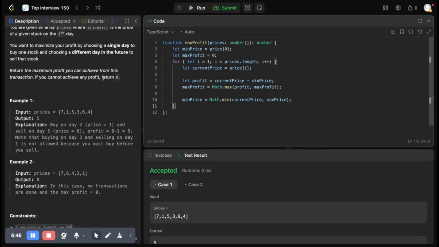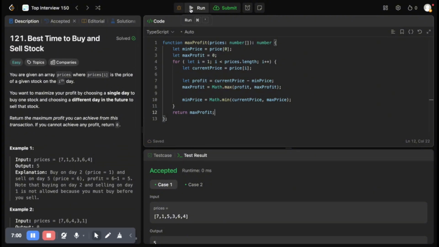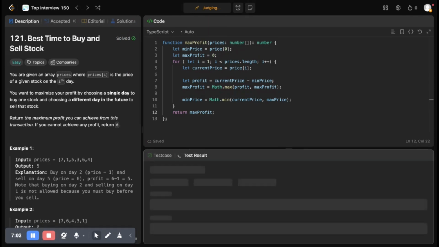The question asks us to return the maximum profit we can make. So we return max profit. This is one of the most efficient ways to solve this problem in TypeScript. Let's run it to confirm if our code is working.